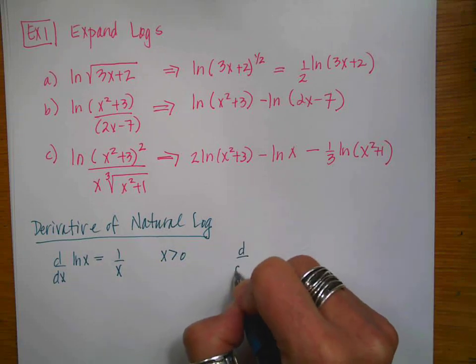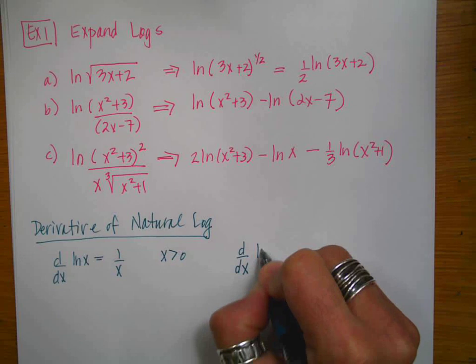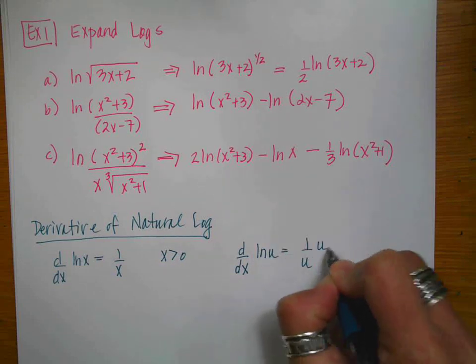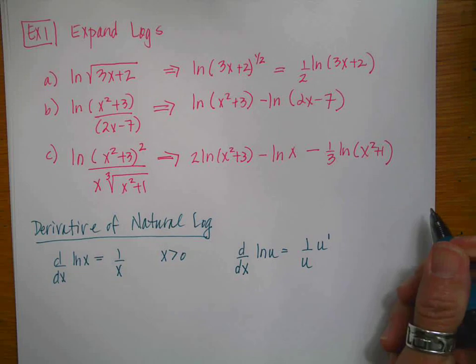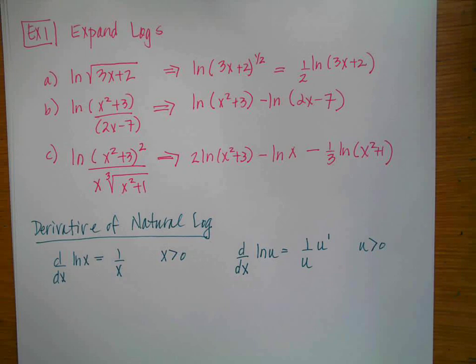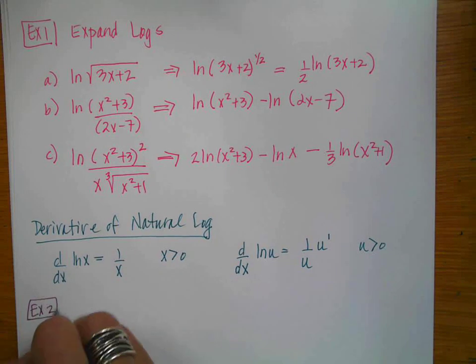And then if I add a u, because I can, then the derivative with respect to x of the natural log of u is going to be 1 over u, and then the chain rule times the derivative of u. And again, u has to be greater than 0 because negative logs don't exist. Alrighty, I have a bunch of quick little examples.